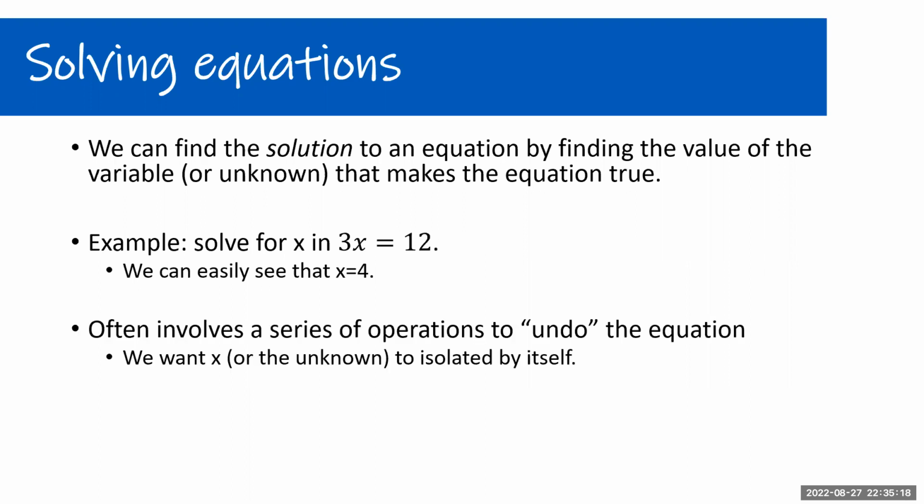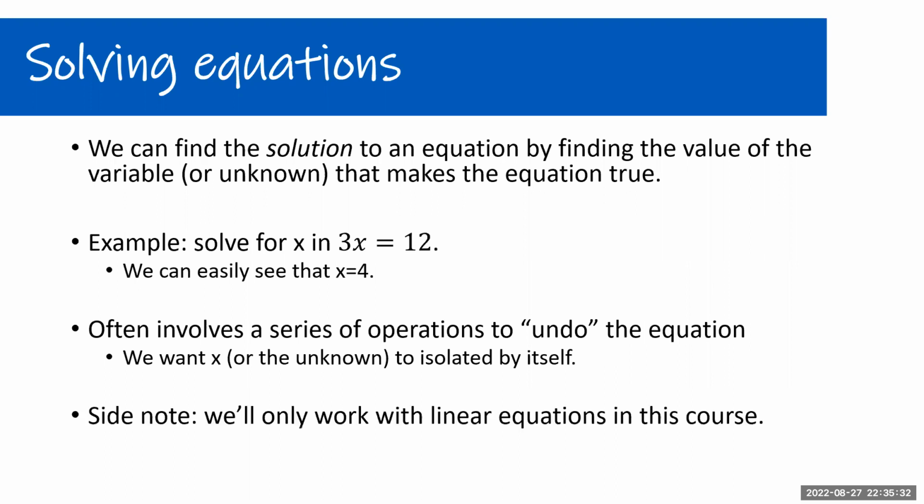Sometimes it's not that simple. Sometimes we have to work with a series of operations to basically undo or unzip the equation, okay? We need to get x by itself to get that solution. As a side note, we're only going to be working with linear equations in this class, which means that we only have 3x equals 12 or some value of x. No x squared, no x to the third power, no other powers of x. It's an mx plus b situation, if you've seen slope-intercept form, which we'll see later in this class if you haven't.